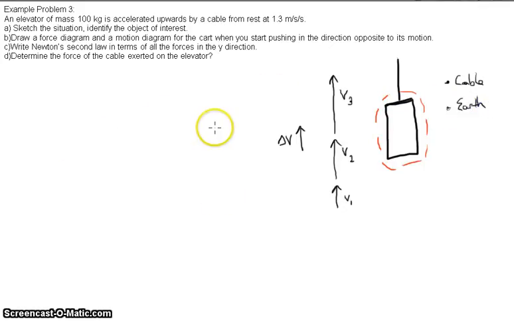Alright, now to draw my force diagram here. If we have the elevator here, we would then have the cable pulling up on this, and since the acceleration or the change in velocity arrow is pointing up, we have the cable on the elevator, and then this would be larger than the Earth pulling down on the elevator.